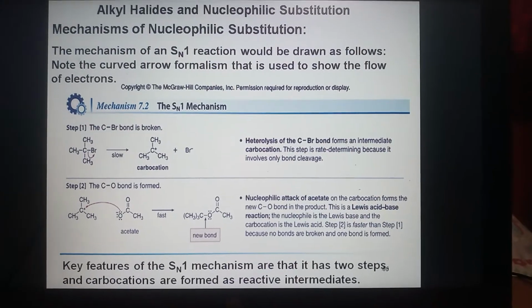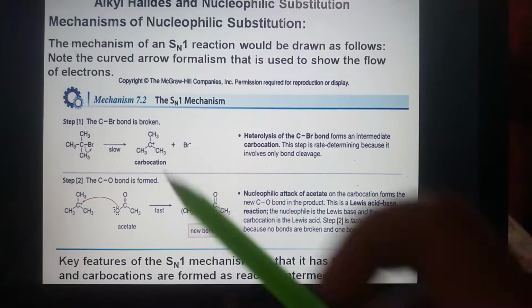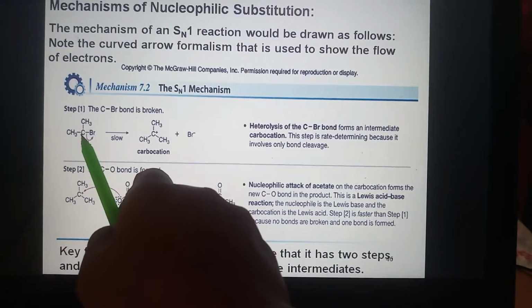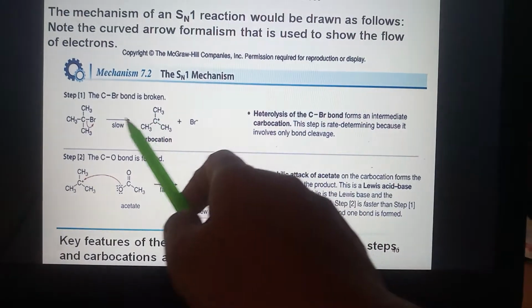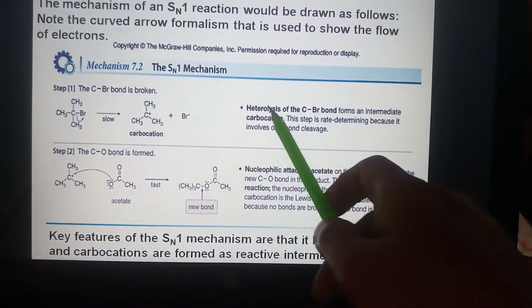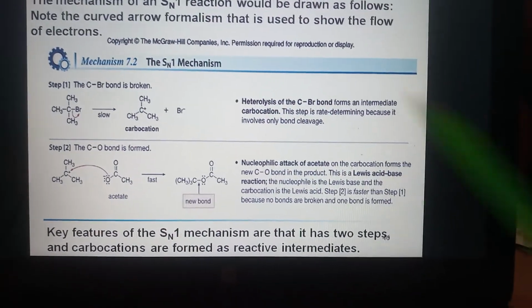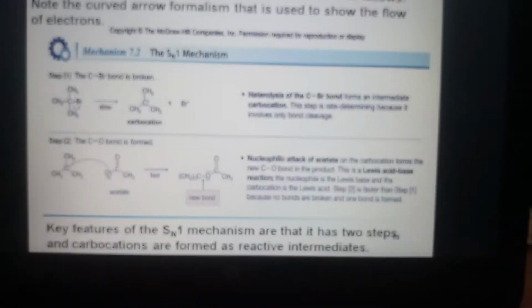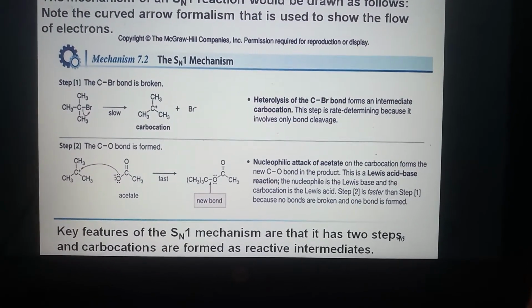As you have seen, in the mechanism of the SN1 reaction, the first step is that the C-Br bond is broken and a carbocation is formed. This is the slow step and the rate determining step. So heterolysis of the C-Br bond forms an intermediate carbocation. This step is rate determining because it involves only bond cleavage.